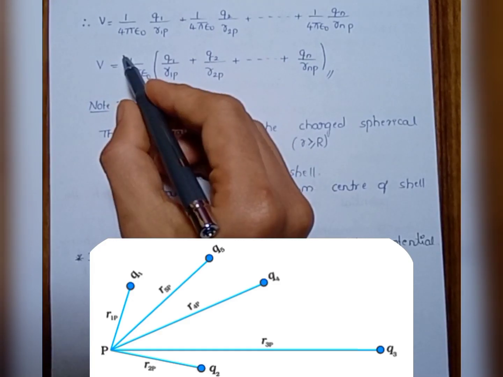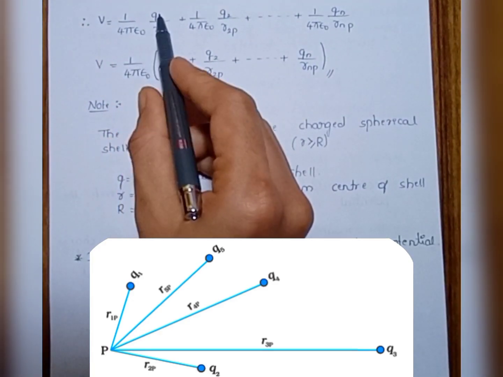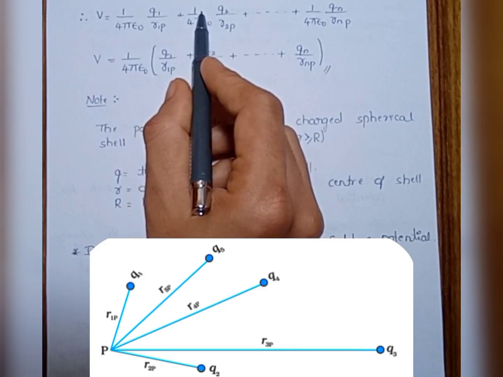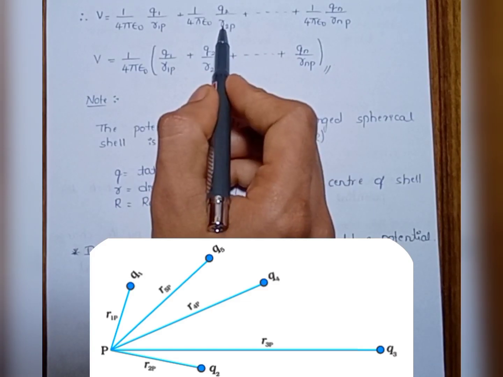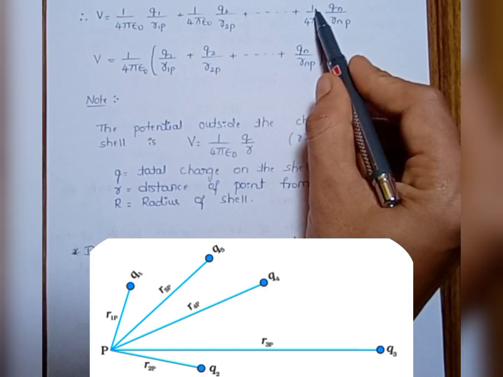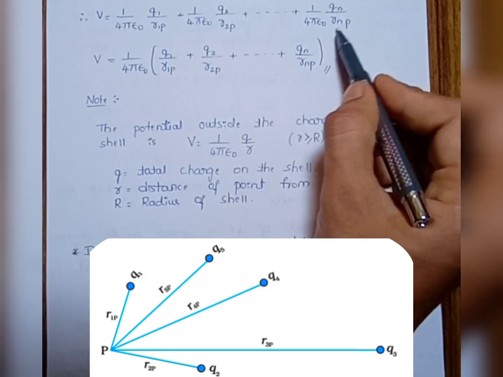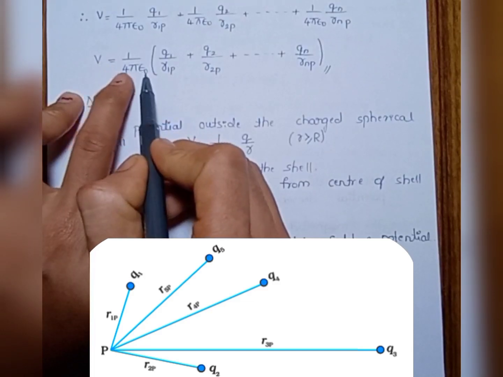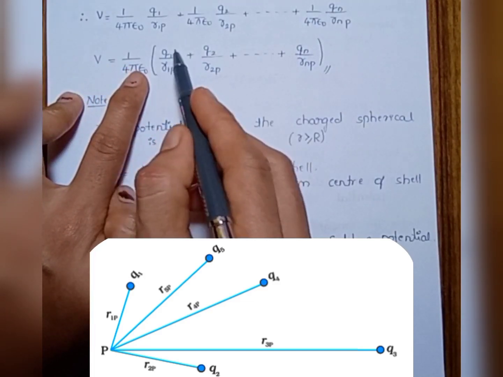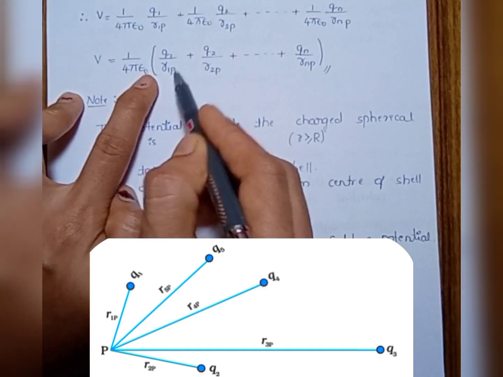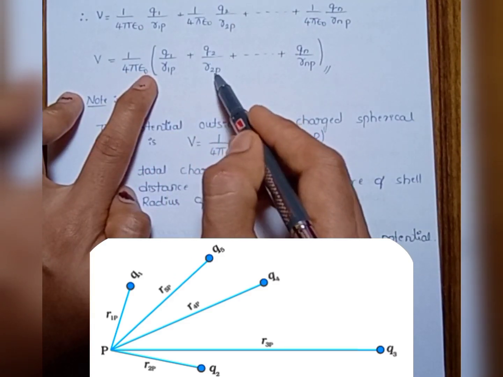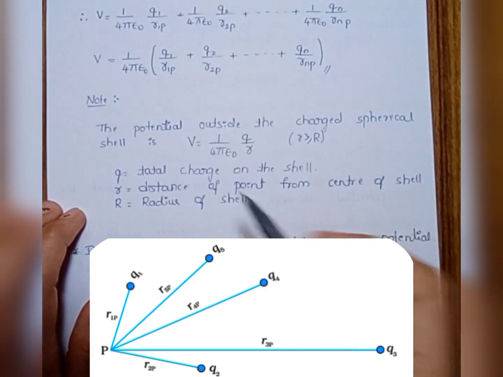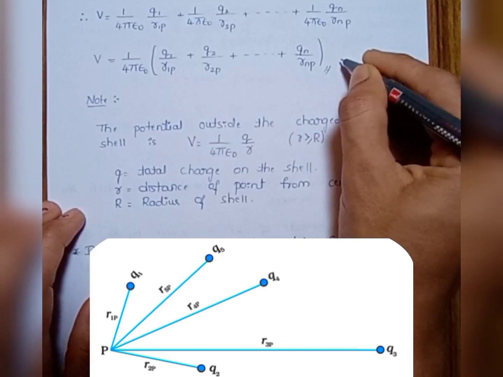Therefore, the value of V1 is 1 divided by 4 pi epsilon naught Q1 divided by R1p, plus the value of V2 is 1 divided by 4 pi epsilon naught Q2 divided by R2p, and so on up to 1 divided by 4 pi epsilon naught Qn divided by Rnp. Here 1 divided by 4 pi epsilon naught is common. Just take it outside, then inside the bracket it gives Q1 divided by R1p plus Q2 divided by R2p plus so on up to Qn divided by Rnp. Up to here, this is for 3 marks.